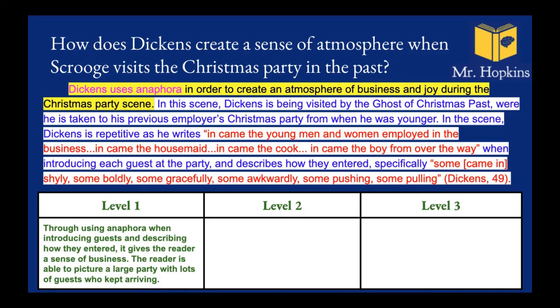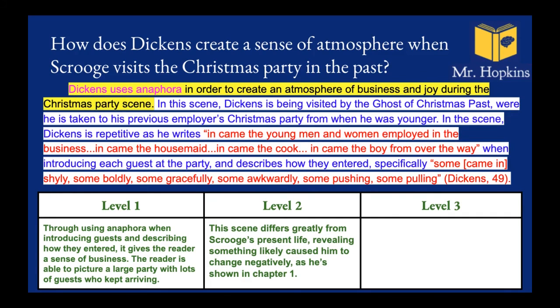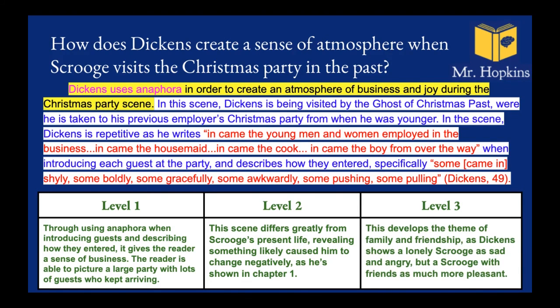Well, what does it say about the whole story? Well, the scene differs greatly from Scrooge's past, revealing that there's something that likely caused him to change negatively. In chapter 1, he's shown as this mean, stingy old man. But here we see him at a young party, and it's a very different scene. So perhaps, like I said before, he's a very dynamic character who does change. And finally, it develops the theme of family and friendship as Dickens shows a lonely Scrooge as sad and angry, but a Scrooge with friends as much more pleasant.